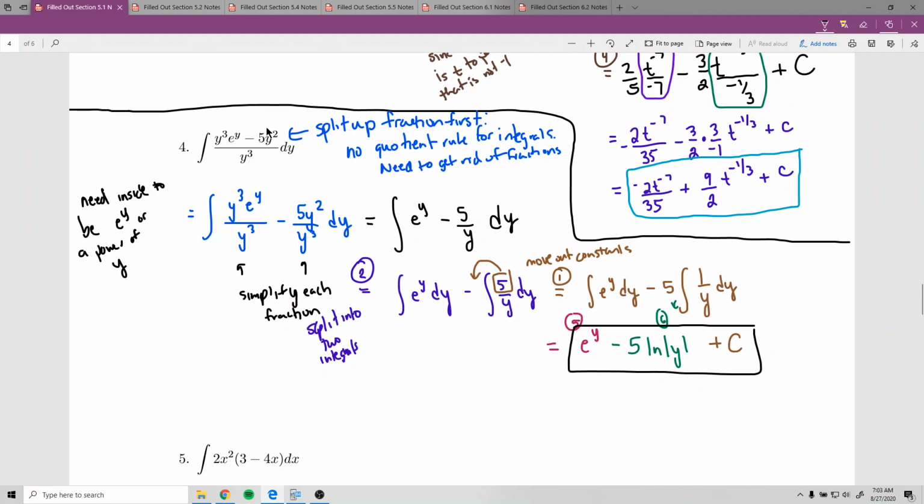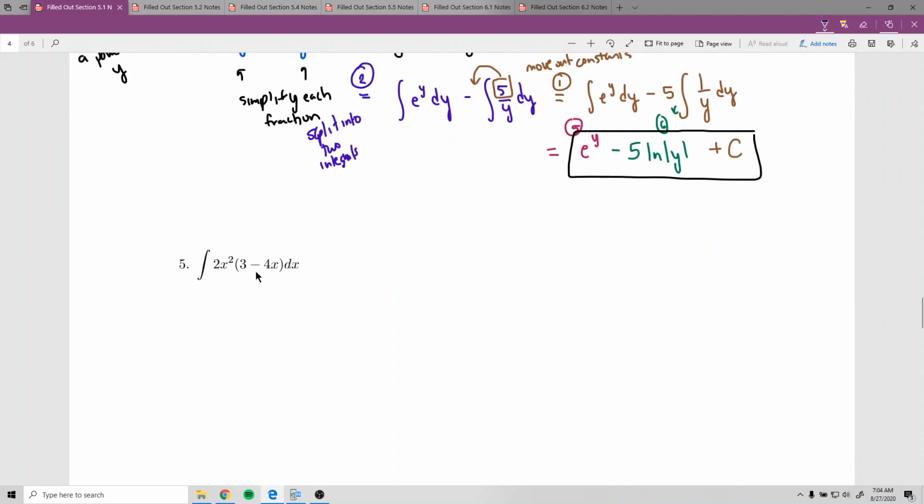But like I said, not every problem is set up to be as indirect as this. But this problem specifically is really important as far as what you need to do to simplify before you integrate. You must, at this point, have the inside be e to the y or a power of y if your letter is y. You cannot do anything else at this point.